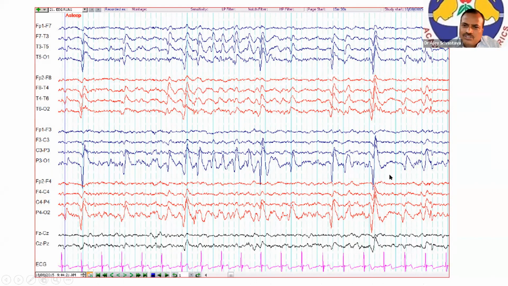Spike wave reason that is there, occipital posterior spikes. तो posteriorly spike wave discharge हमें दिख रहे हैं clearly. Good.